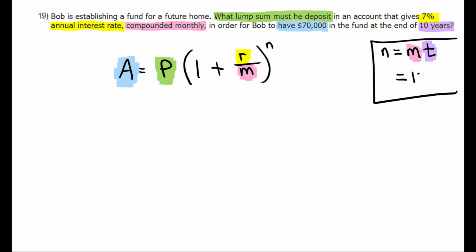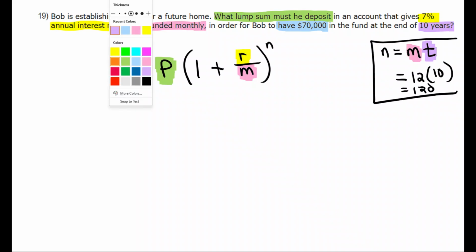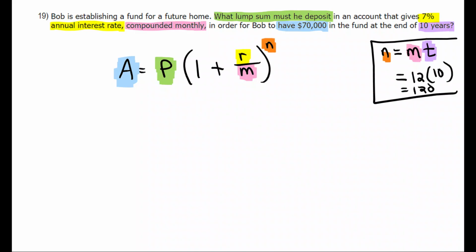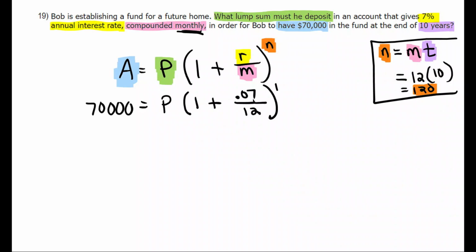So n is going to be monthly, 12 times a year for the next 10 years. And that is 120. And that is my n right here. So n is 120. So A is $70,000. P, I have no idea. That's the letter that stays in there. Little r is 7%, but that's 0.07. m is monthly, that's 12 times a year. And then n, I calculated, is 120.